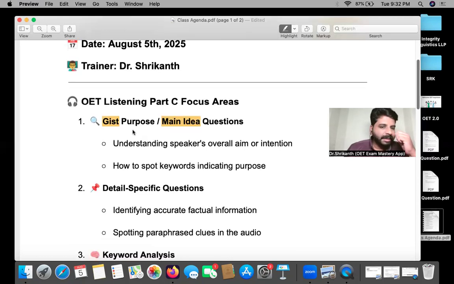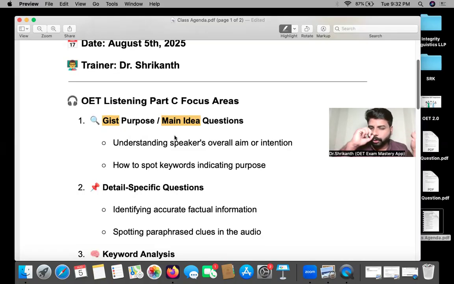So what are basically gist type of questions? Here your duty is to understand the overall intention. You have to listen to the entire audio, and you should be able to understand the central message, the overall message. This is what we call the gist of the message. So it is not one specific piece of information. It is the entire audio's information condensed into one particular piece of information. That is what we call gist purpose questions or main idea questions. So we'll be discussing that.